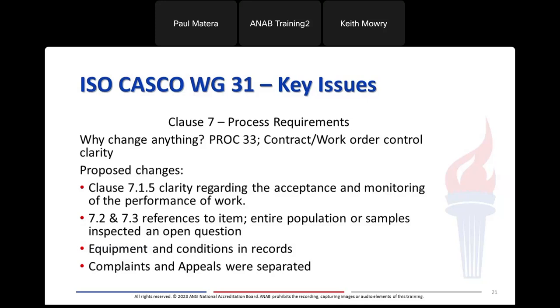7.2 and 7.3, so references to the items themselves. So like 7.2.2, the inspection body shall establish whether the items to be inspected have been prepared. We added for the intended inspection activities. So that adds a little bit of clarity to that. And then again, the entire population of what we're looking at or samples inspected, there's still a bit of a discussion around that.